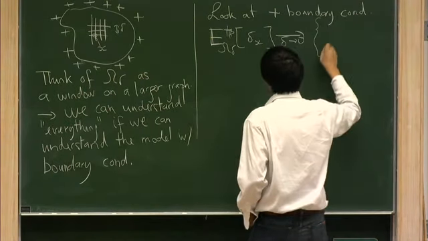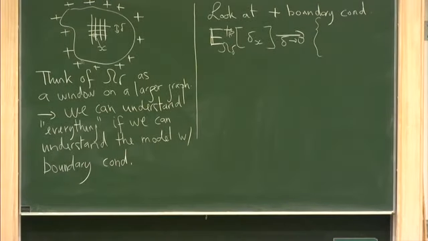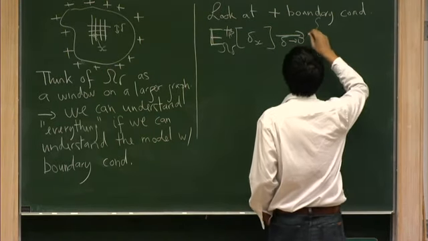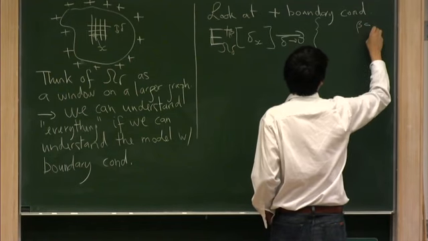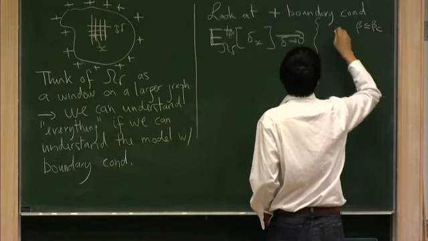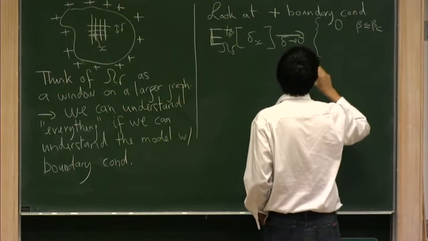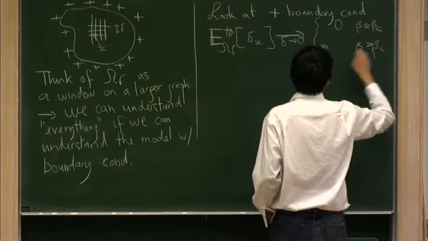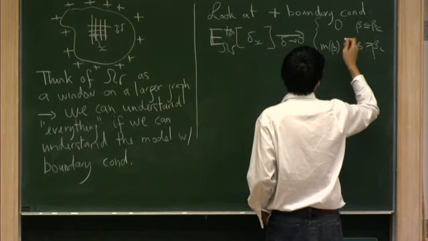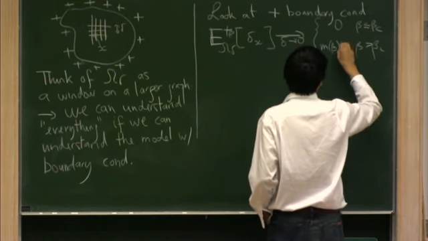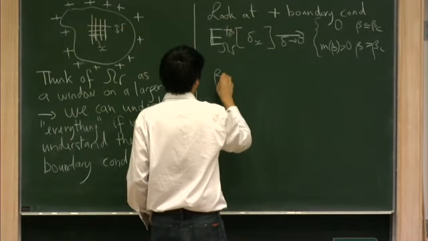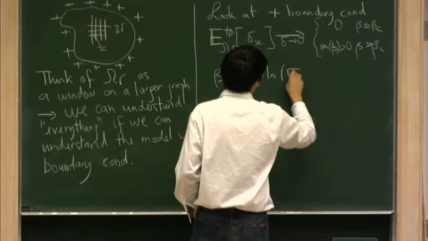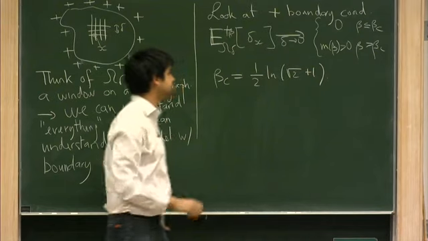Well, the answer is a bit analogous to what happens in percolation. For beta smaller or equal than beta critical, I'm going to converge to 0. And for beta greater than beta critical, I'm going to converge to a quantity that is positive. So everything can be computed. Beta critical is log of root 2 plus 1.